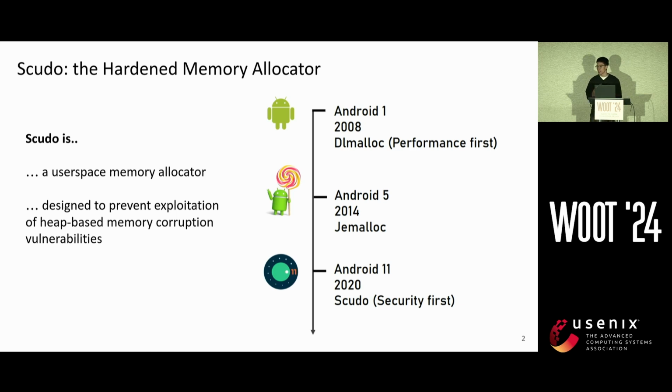Why is Scudo relevant? Scudo is relevant because since Android 11, if you download the Android open source project and you compile it, Scudo will be compiled into your standard library, and then all of the user space programs will use Scudo as their memory allocator.